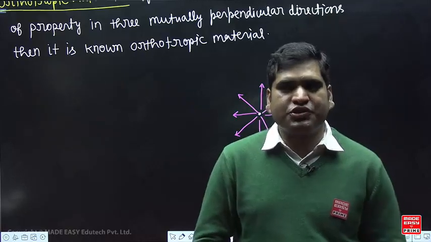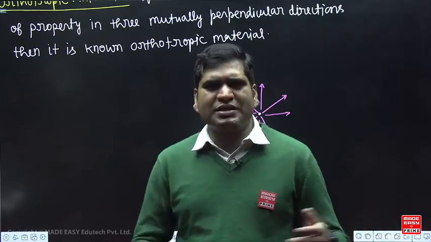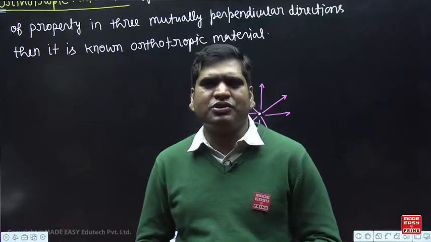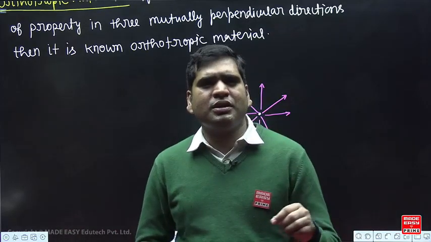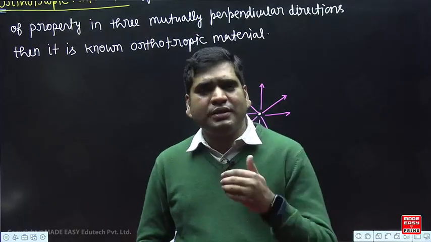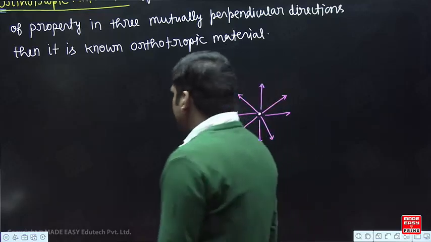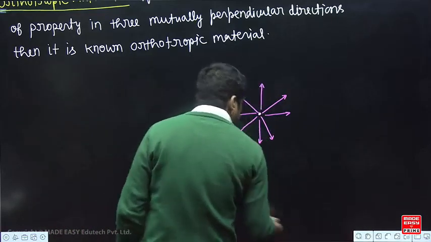Let us suppose I am measuring strength. Whether we measure in x-axis, y-axis, z-axis or at any other direction, if everywhere we get the same value of strength, suppose 100 megapascal, then the material will be known as isotropic material. So please note down isotropic material.